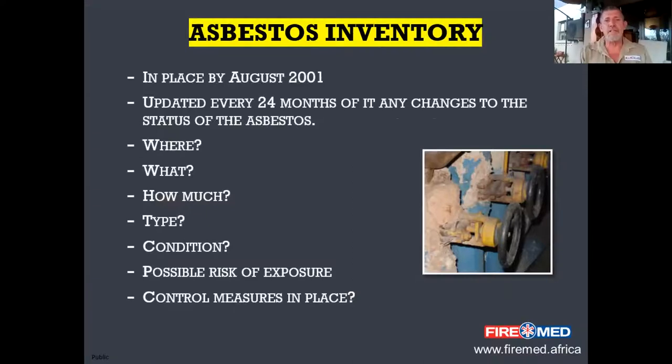Obviously, this was put in place, and by August 2001, certain things had to take place. Like I said, you needed to have submitted an inventory and your risk assessment on how you're going to deal with the asbestos and what your plan is going forward to remove the asbestos. And this needs to be updated every 24 months to the Department of Labor as to the status of the asbestos that you own, what you intend doing with it, and why you didn't follow your plan. The inventory needed to indicate where the asbestos was, what type of asbestos it was, and how much there was. So any asbestos containing material was given in cubic meters, okay?